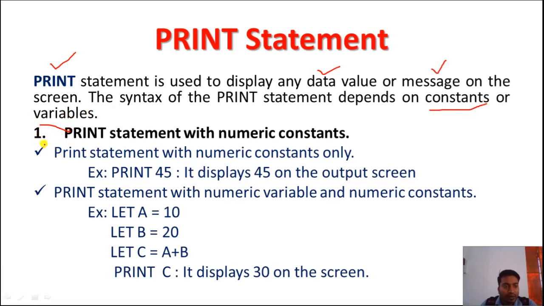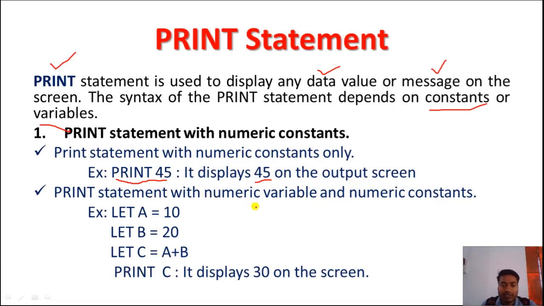Now see, first one, print statement with numeric constant. If you want to print simply a number, then you write print and the number. As an example, you can see here print 45. It displays 45 on the output screen. Simply if you want to print a number, then write print 45, print 10, print 5, print 12, like this.